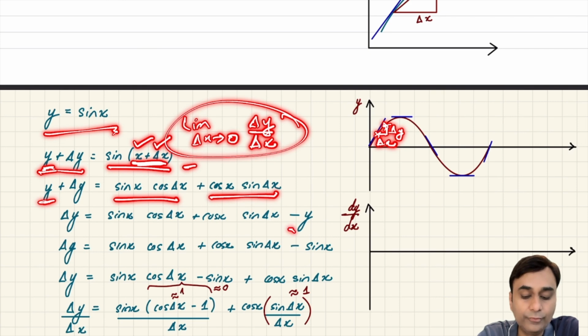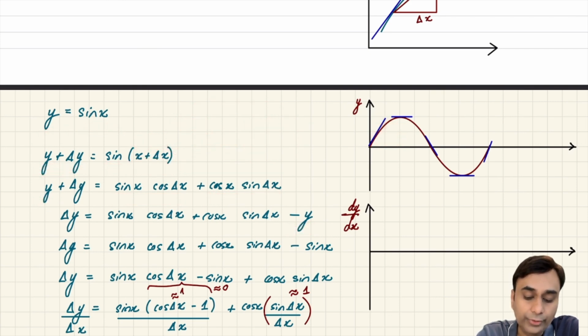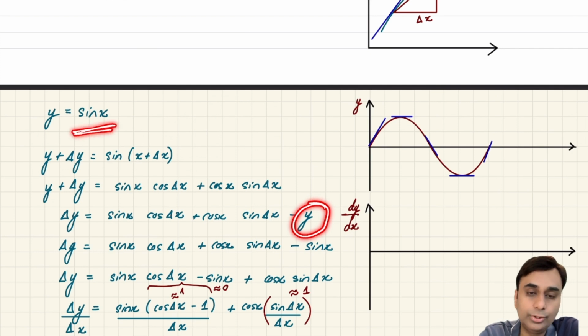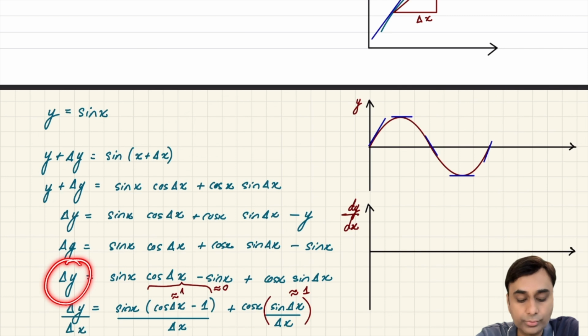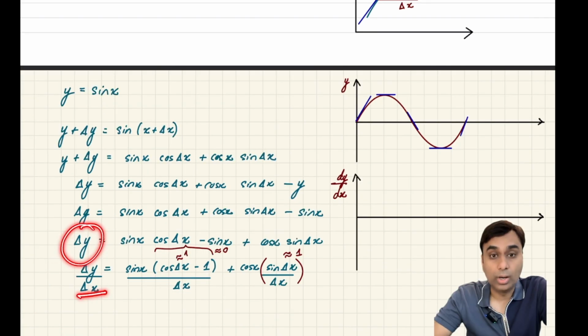In the next step, I move y to the other side. Do not forget that this y is basically equal to sine x, so in place of y, you can write down sine x. Then you can rearrange the equation and move this sine x over here, so that I can take sine x common from these two terms. I will be left with cos delta x minus 1, and this will be simply cos x sine delta x. Now, this is delta y, and I was looking to find out delta y over delta x.